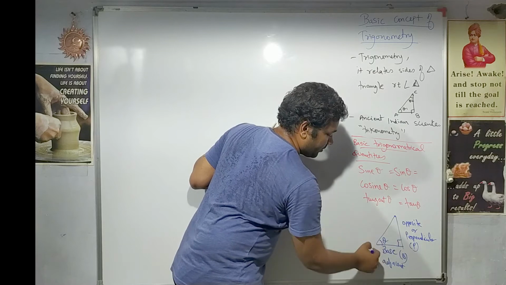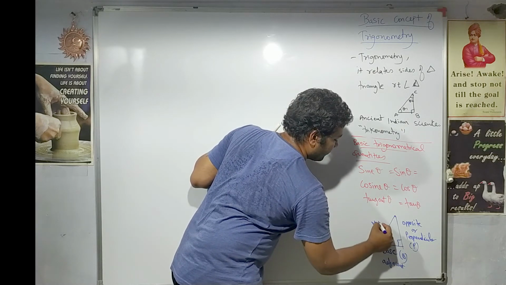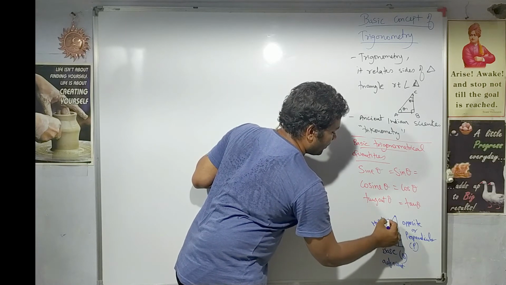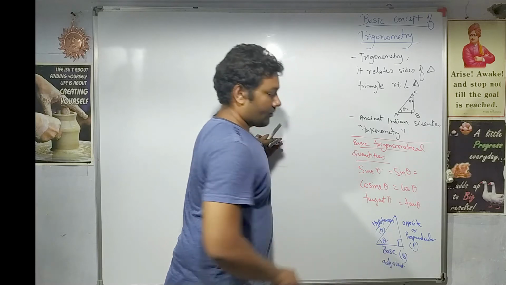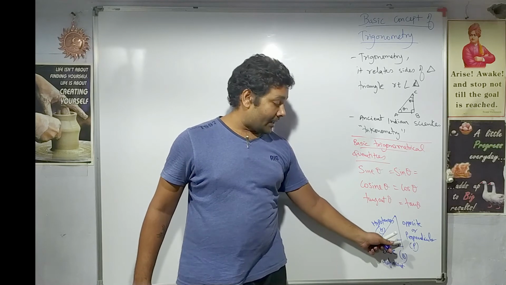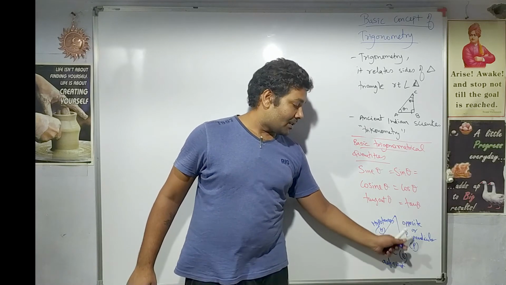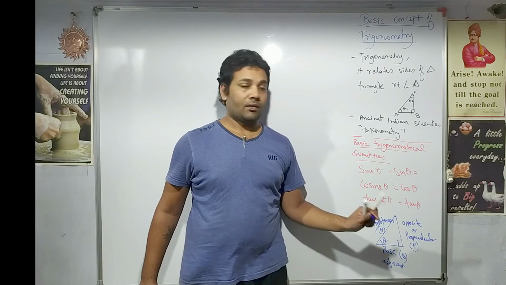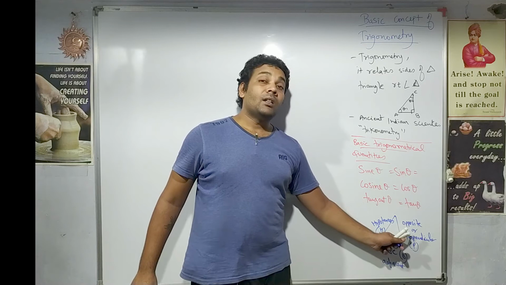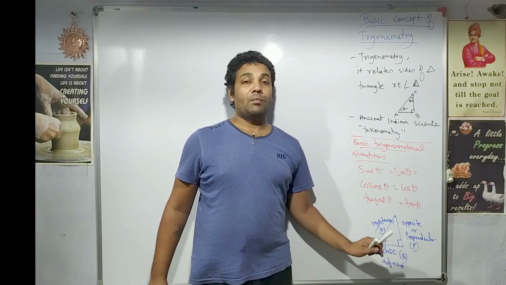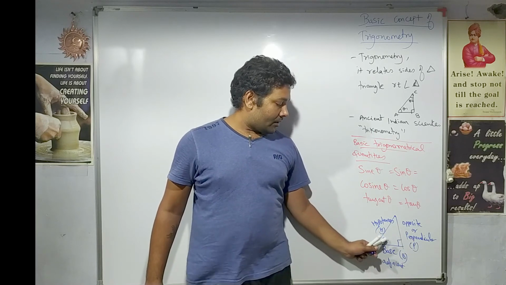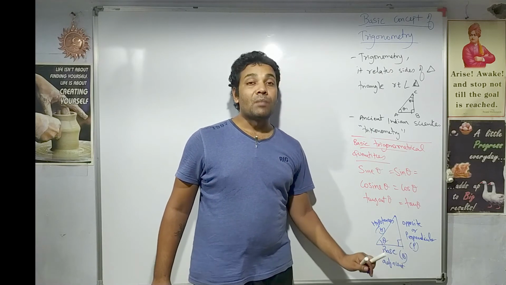The side which is exactly opposite to the 90 degree angle is called the hypotenuse, denoted by H. So ultimately the three sides of a triangle which has a 90 degree angle are perpendicular, base, and hypotenuse. Here the most important thing is theta. Based on theta, we decide whether the side is perpendicular or base. Exactly opposite to theta is perpendicular, and the side which contains theta and 90 degrees is base.